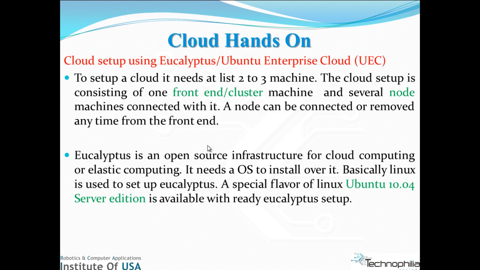Now to create a private cloud of UEC or Ubuntu Enterprise Cloud, we require at least 2 to 3 machines. The cloud setup consists of one front-end or cluster machine and several node machines connected with it. A node can be connected or removed anytime from the front end.